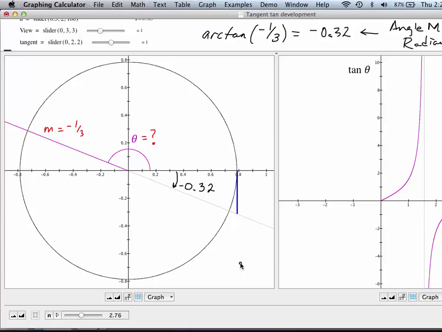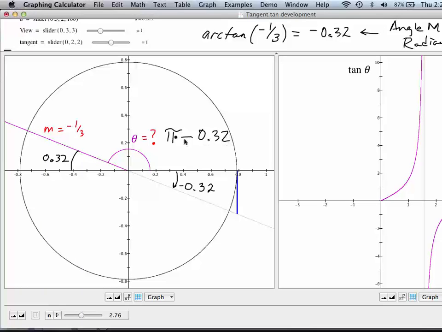Alex, I want this angle. This angle took me to a slope of negative 1/3. I want that angle. It was subtract 0.32 from pi. You see that? So over here is an opening of 0.32 radians. So the angle would be pi minus 0.32.